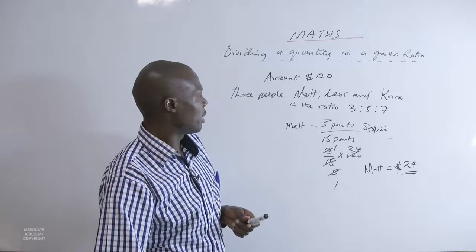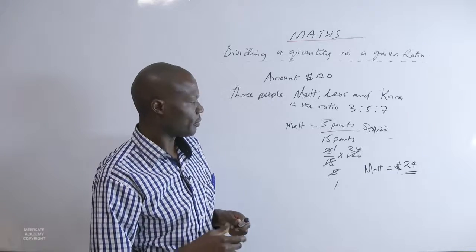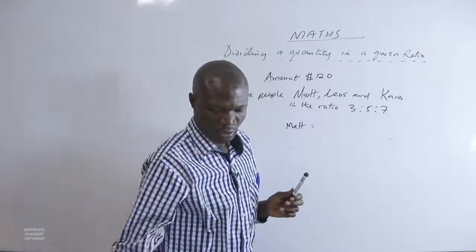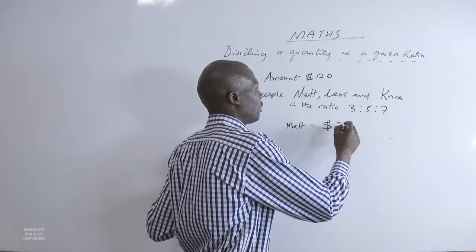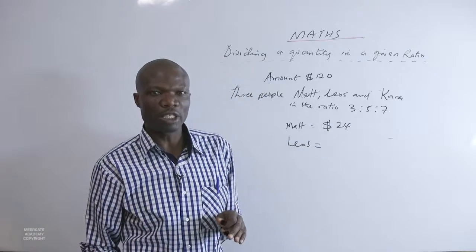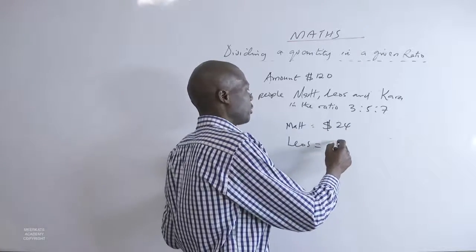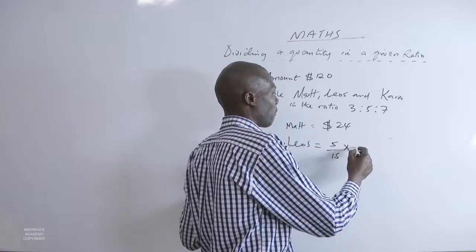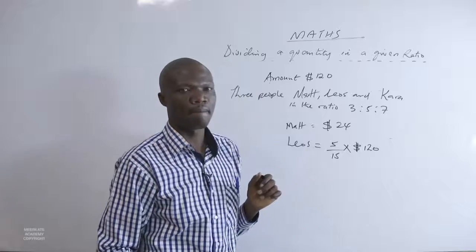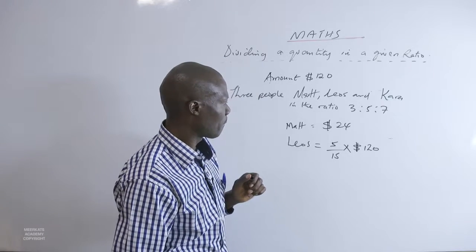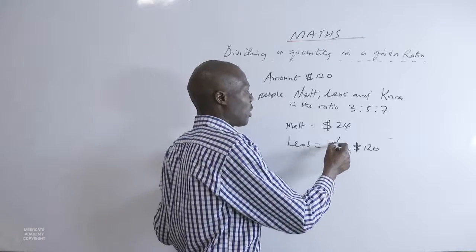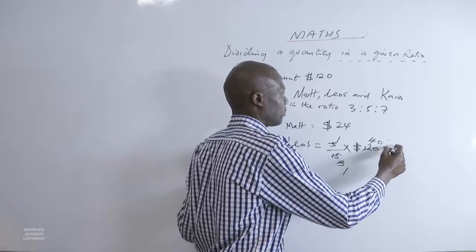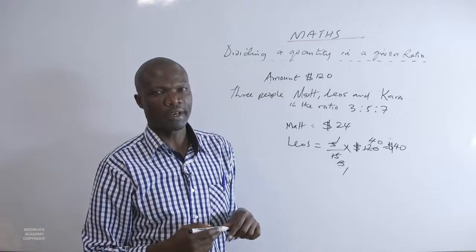What if we are looking at this other person, Leos? So we are through with Matt, total of $24. So Leos, how many parts is Leos going to take of the total? 5 parts. What is the total number of parts? 15. What is the total amount being shared? $120. By 5, 1, by 5, 3. By 3, 1, by 3 here, 4, 0. Leos carries home $40.